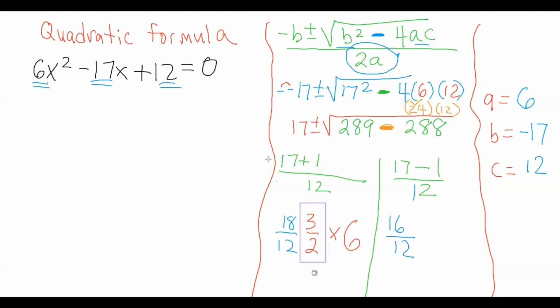Let's do the same thing over here. What is our greatest common factor of 16 and 12? 4. So 4 times what is 16? 4. And then 4 times what is 12? 3. So you have both your answers here. As your answer, you would put x is 3/2, and then you also put x is 4/3.